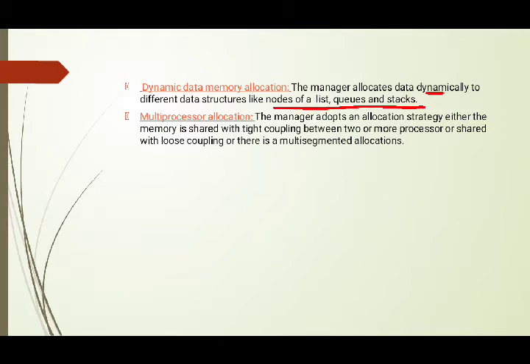The next type is multiprocessor allocation. The manager adopts an allocation strategy: either the memory is shared with tight coupling between two or more processors, or shared with loose coupling, or there is multi-segmented allocation. This is known as multiprocessor allocation. This is just a basic idea of some of these strategies.